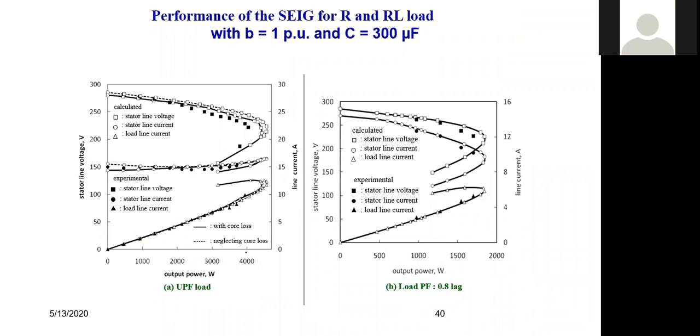Here you see the characteristics: when the load on the machine increases, that means the power output of the machine increases. When the power output increases, the corresponding terminal voltage is going to reduce. This is the terminal voltage.